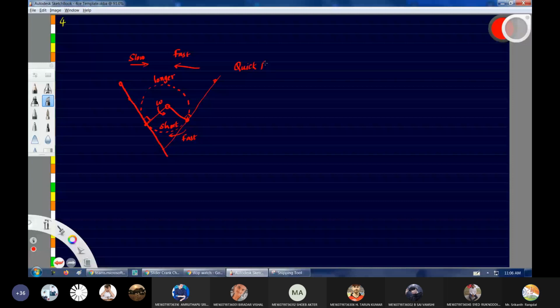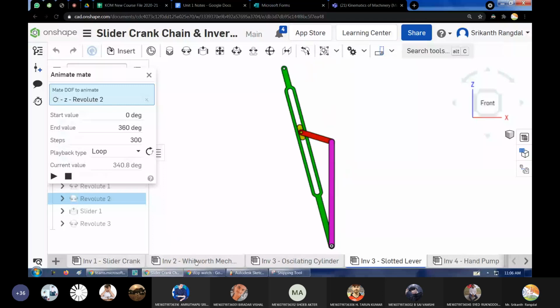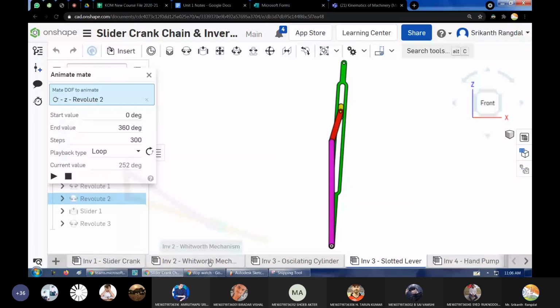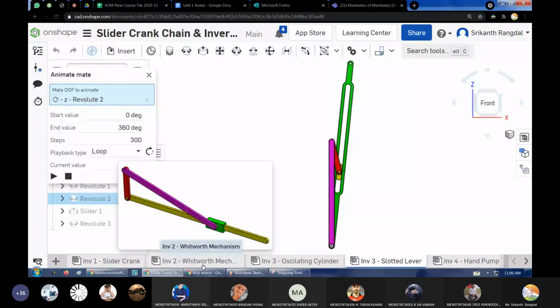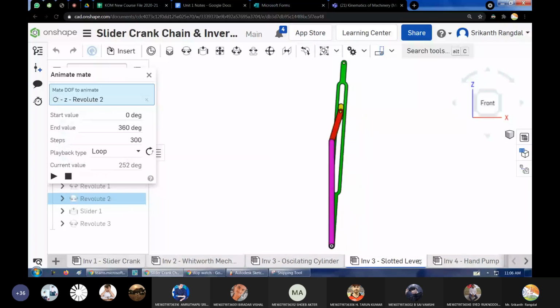Quick return mechanism. Now, the thing to be kept in mind is that there are two quick return mechanisms. One is the Whitworth, the second is slotted lever. But these two are not the same inversions. Whitworth and slotted lever are not the same inversions. Fine. Keep that in mind. The same inversions are oscillating cylinder and slotted lever.